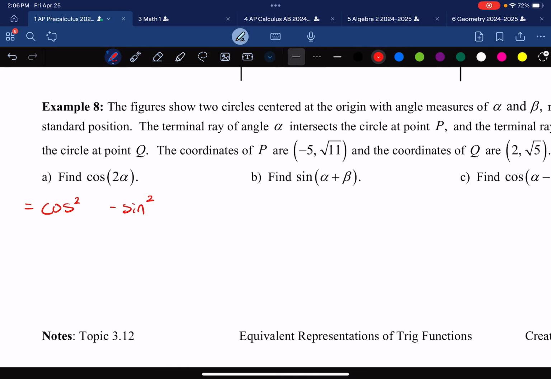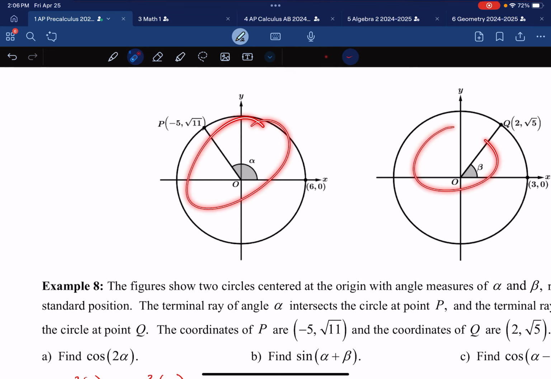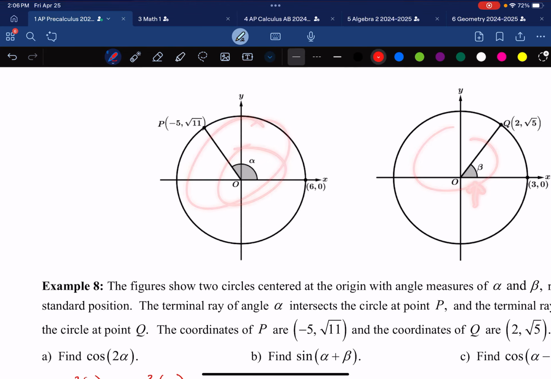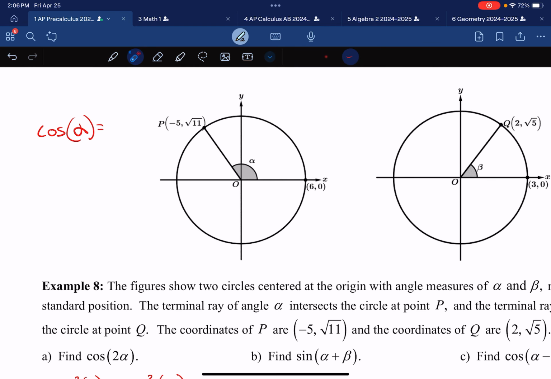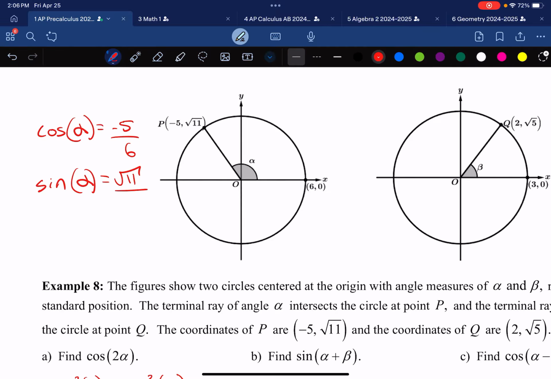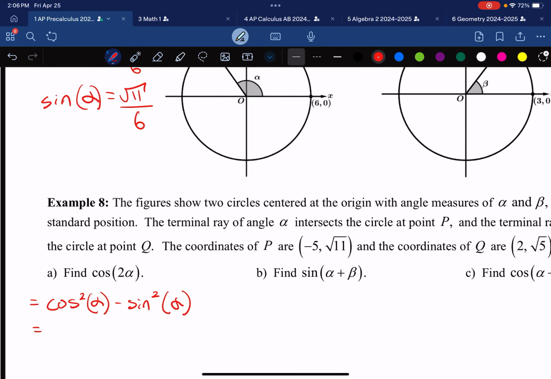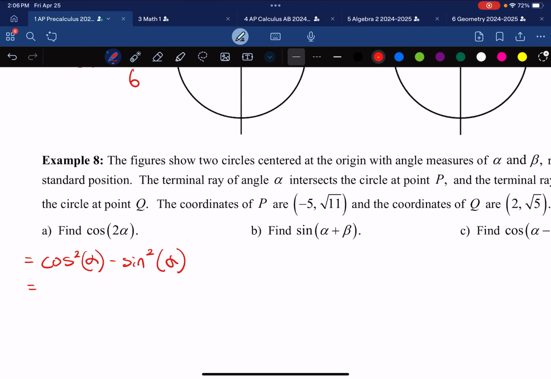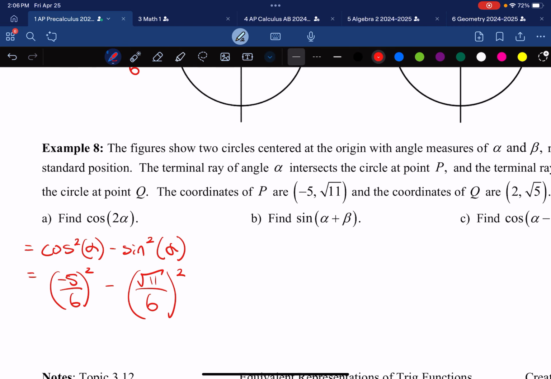I need to find what sine and cosine are of, okay, so notice that these are both different problems. That's beta over here. So I'm only talking about alpha over here. So I can say cosine of alpha is going to be equal to the x-coordinate divided by the radius. So x-coordinate divided by the radius is -5 divided by 6, and then sine of alpha is going to be equal to the square root of 11 over 6. So plugging both of those in, cosine squared is negative 5 over 6, so negative 5 over 6, and then I need to square that and then subtract sine squared, which is the square root of 11 over 6, and that whole thing needs to be squared as well.